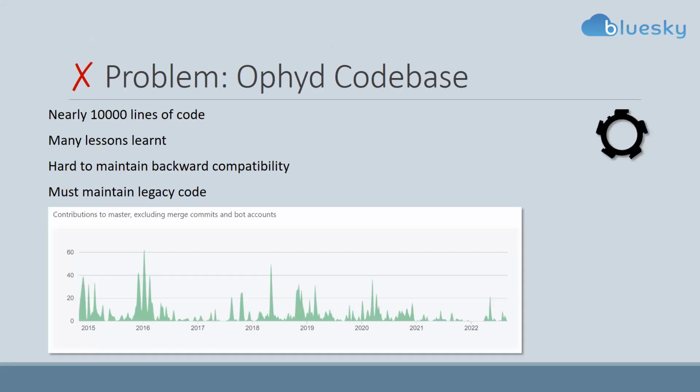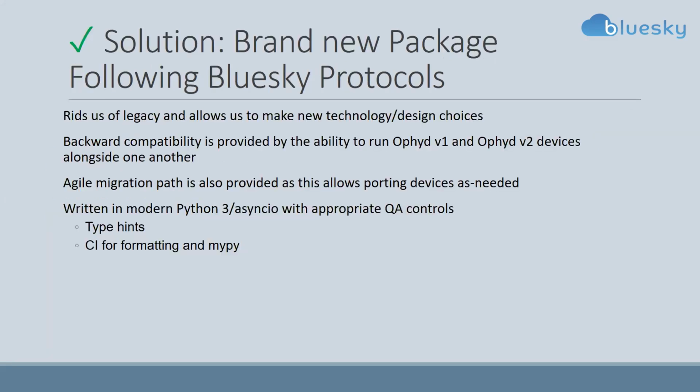What was the problem from NSLS-II's point of view? The Ophyd code base is getting old. It's one of the oldest in the Bluesky framework, dating back to just before 2015, as we see there. Been a lot of lessons learned since then. There's a lot of backwards compatibility to maintain. It becomes hard to advance it forward and, for example, develop a consistent solution for fly scanning. So they like the idea of developing a brand new package as well.